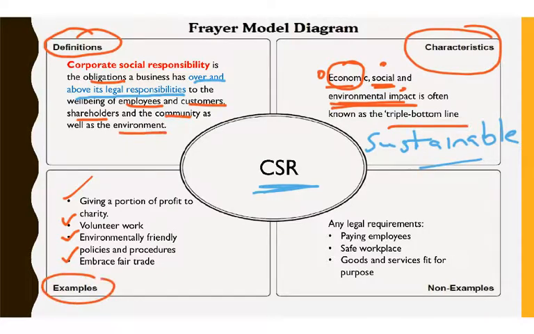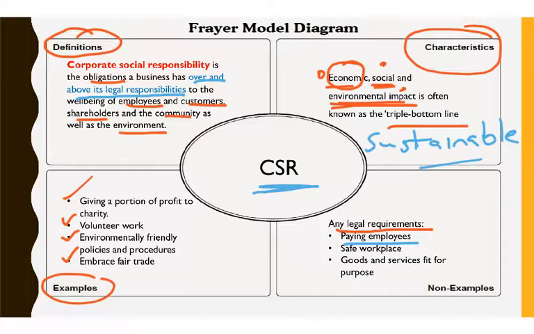So that's the examples. So non-examples are pretty much any legal requirement. Any requirement that is done by law is not part of CSR because a business is required to do so. So paying your employees a fair salary that's dictated by the government is not CSR, it's a legal requirement. They're paying someone a minimum salary or minimum wage, I should say.